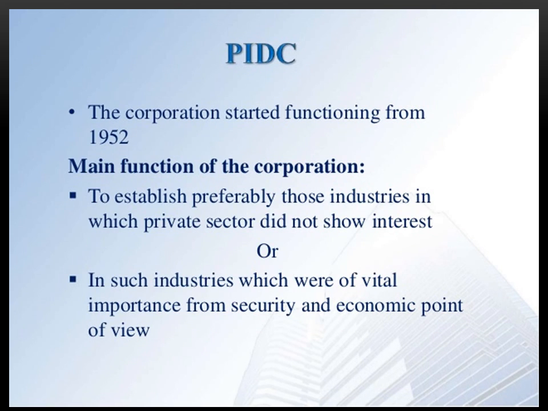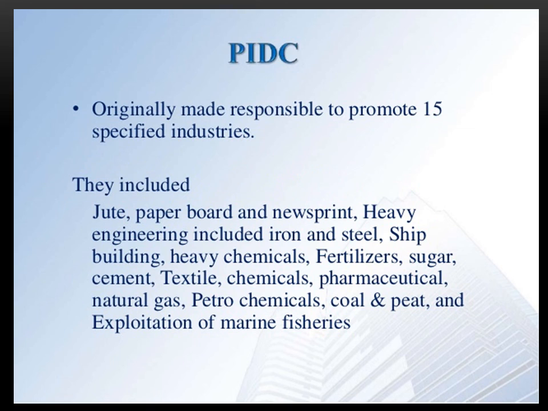The main function of the corporation was to establish preferably those industries in which the private sector did not show interest, and industries which were of vital importance from a security and economic point of view. The corporation was made responsible to promote 15 specified industries in the country, which included jute, paperboard, and newsprint. Heavy engineering included iron and steel, shipbuilding, heavy chemicals, fertilizers, sugar industry, cement industry, textiles, chemicals, pharmaceuticals, natural gas, petrochemicals, coal and peat, and exploitation of marine fisheries.